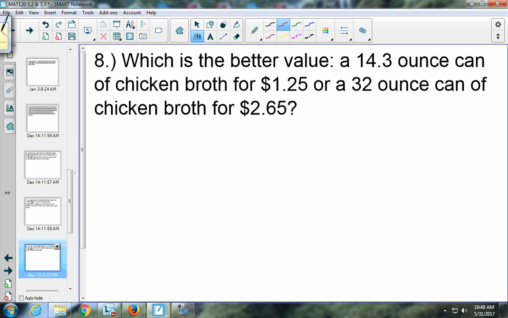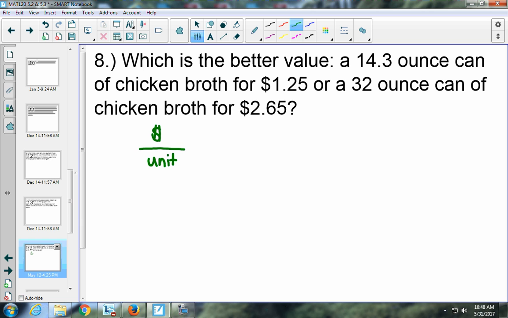It says, which is the better value? A 14.3 ounce can of chicken broth for $1.25 or a 32 ounce can of chicken broth for $2.65. If you took Math 010 here at Deltech, you've seen problems like this before. Whenever we're trying to find a better value, what we want to do is find the unit price, which is the price divided by however many units you have.